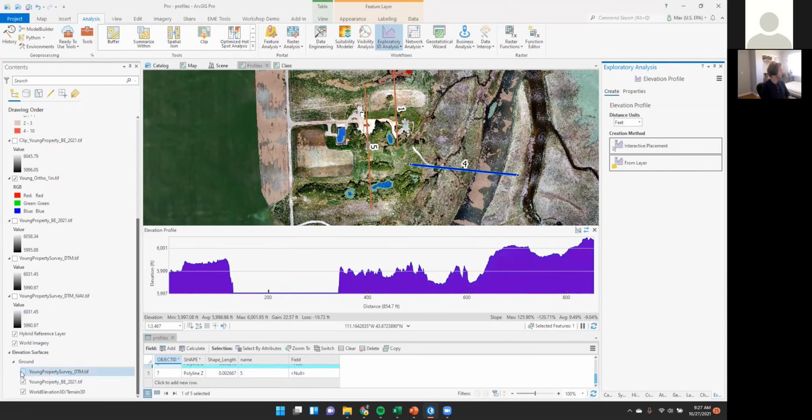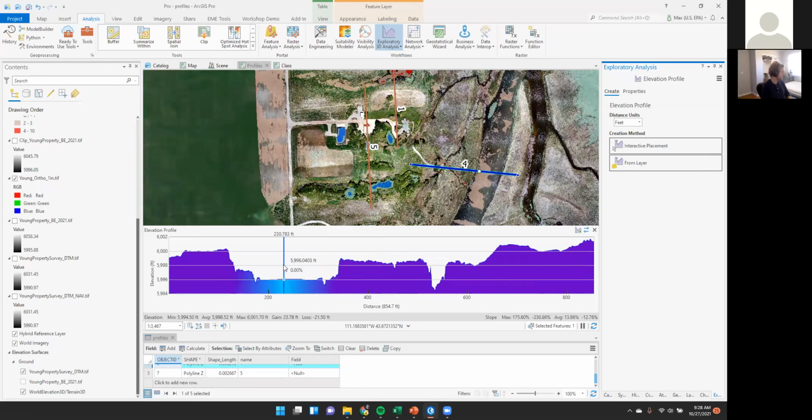If I switch the ground surface to my digital terrain model and run this again, now you can see we've got higher values crossing the river, a more significant, more pronounced dip when we cross that little channel, and then a kind of smoothed out but still higher elevation profile as we go over that little shed building there.